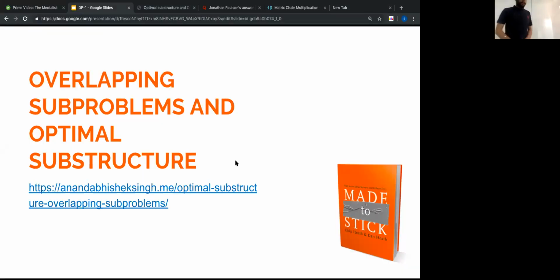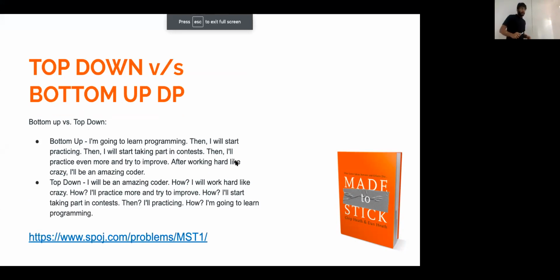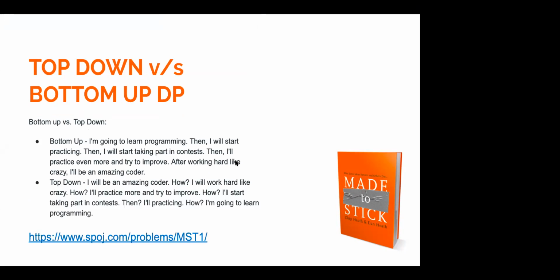Yeah, so we are done with the overlapping subproblems and optimal substructure. Now I'll jump on to top-down versus bottom-up. There are two ways of computing DP. One is top-down, and the other one is bottom-up, as written. But let's start with bottom-up first of all.